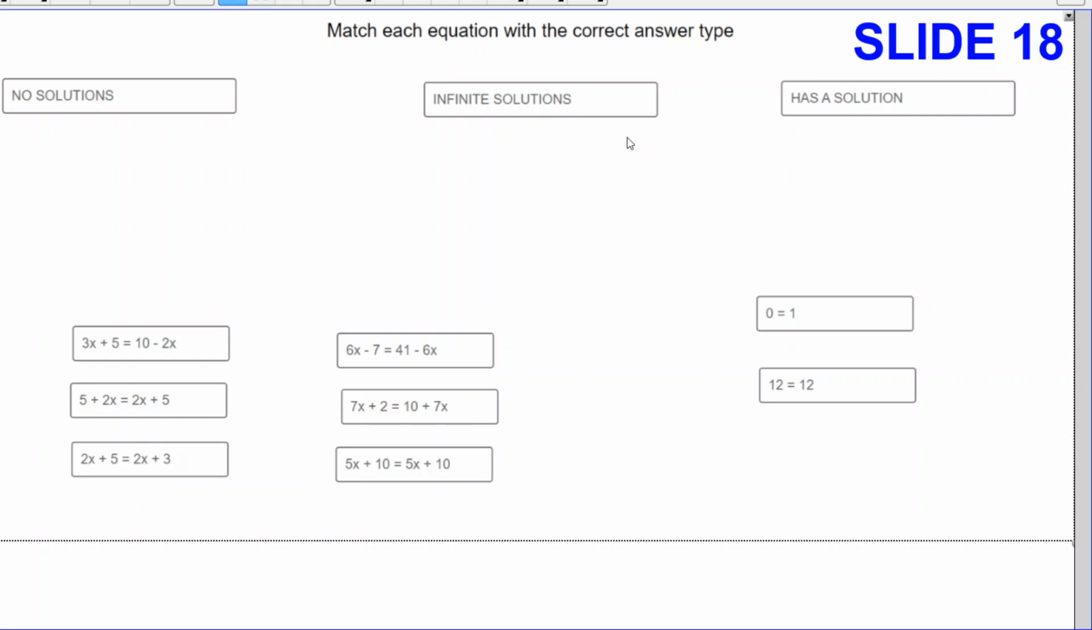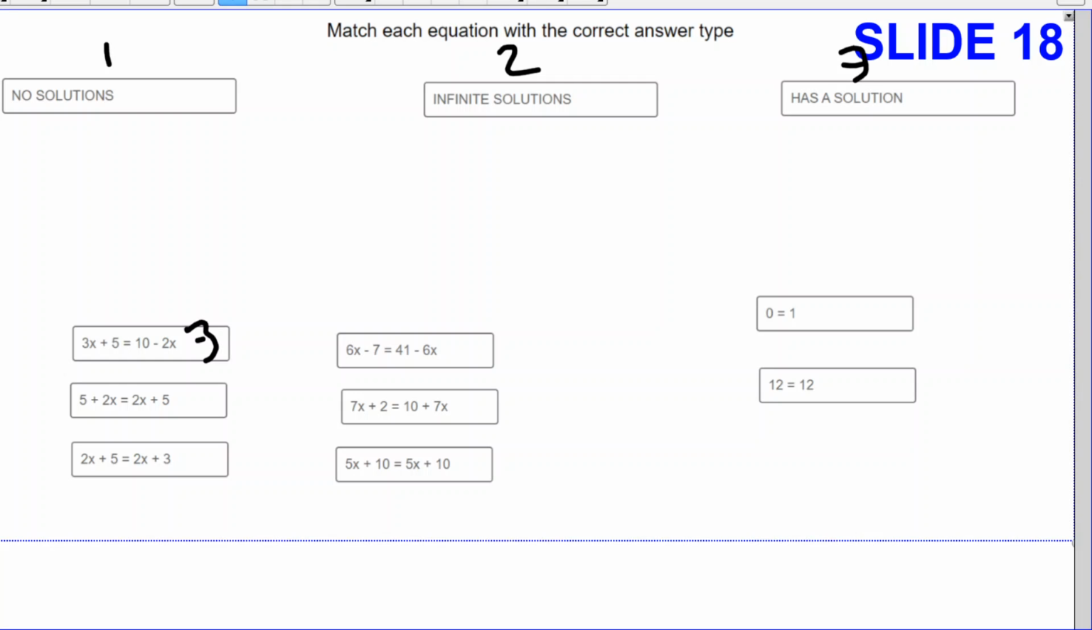Now, this one works better on Desmos because it's going to be the drag and drop type question. So we're just going to have to do the best that we can for this one. So I've got all these to put together. It says match each equation with the correct answer type. So what I'm looking at here is the number of x's. So I got 3x and I've got negative 2x. Well, they're not even the same. So if I call these ones 1, 2, and 3, then I'm going to put that one in 3.